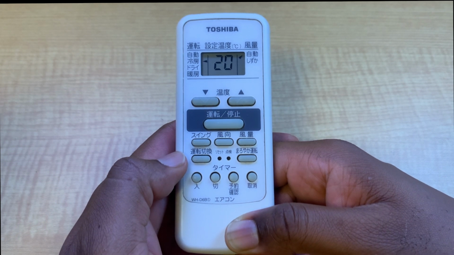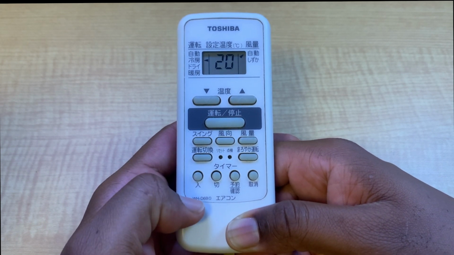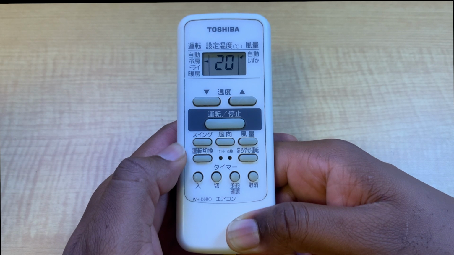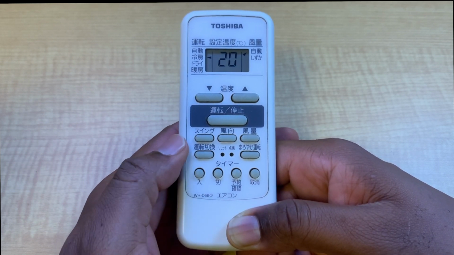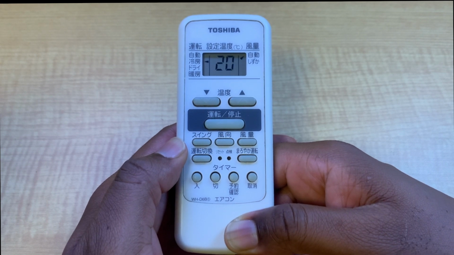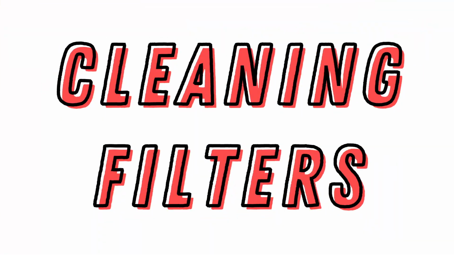And if you're ever wondering how your air conditioner works, look at the bottom or somewhere on your remote control and look for your model number. And if you type this into Google, you should be able to find a PDF with an instruction manual.